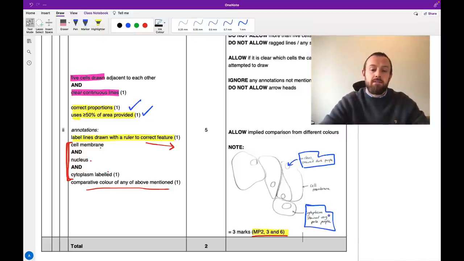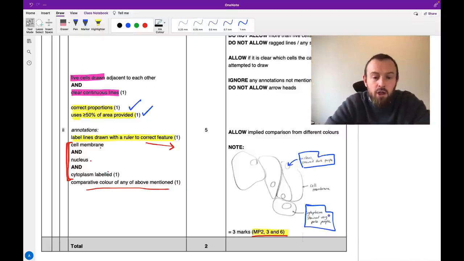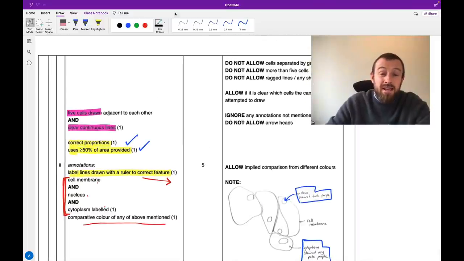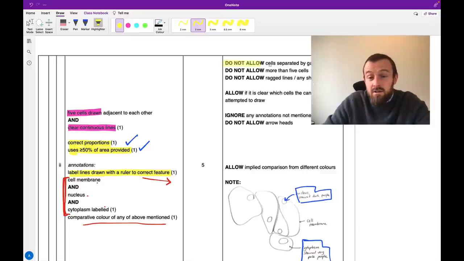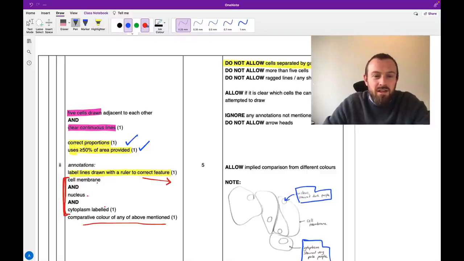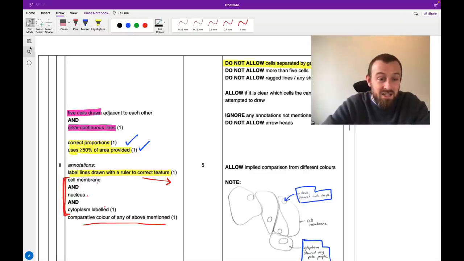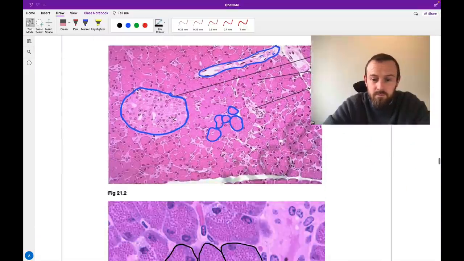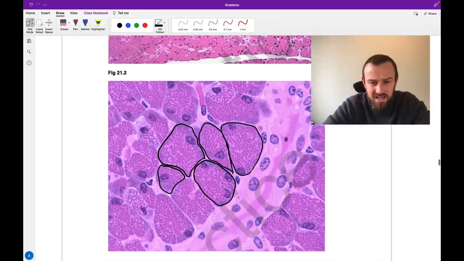So that's an idea. Now, a lot of people did not get marks because the cells were separated by gaps, okay? So if you'd kind of drawn something a little bit like this, I'm gonna draw some, you know, like this, that's not accurate. In actual fact, the cells were basically touching each other, okay? So look at the paper. The cells are touching. This is kind of what you need to draw. If you had gaps between the cells, you wouldn't have got it.